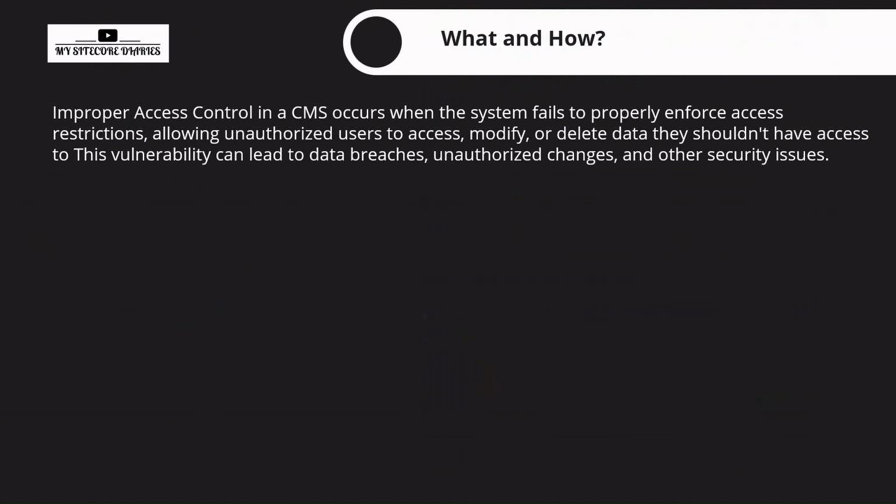Improper access control in a CMS occurs when the system fails to properly enforce access restrictions, allowing unauthorized users to access, modify, or delete data they shouldn't have access to. This vulnerability can lead to data breaches, unauthorized changes, and other security issues. In a CMS you have different roles, and every role has different tasks to perform. If that is not managed correctly or has some defect, it can create a problem.